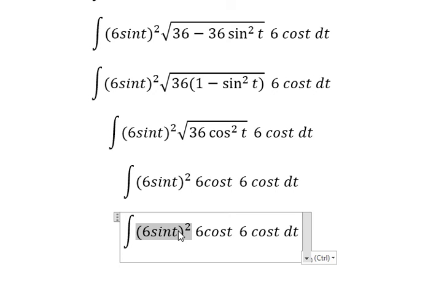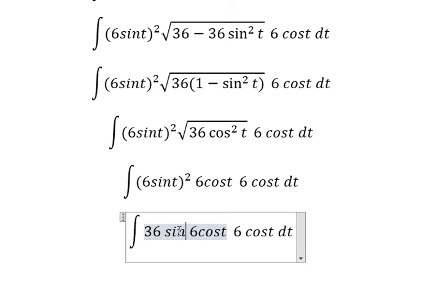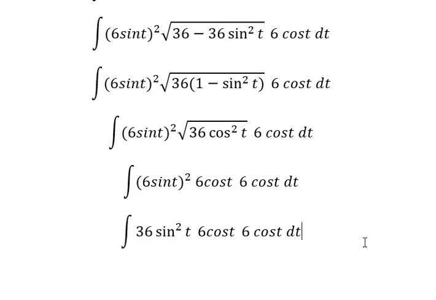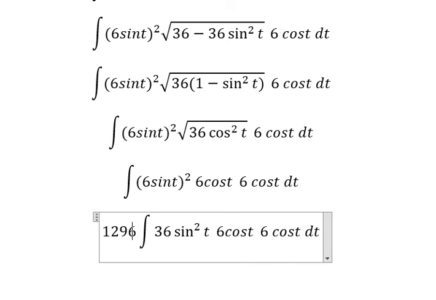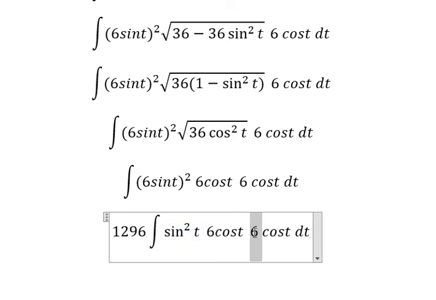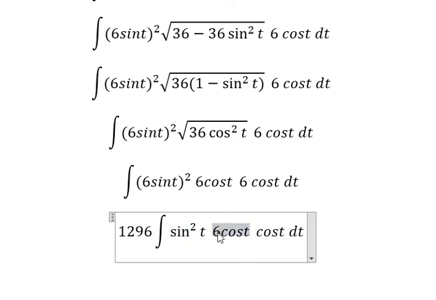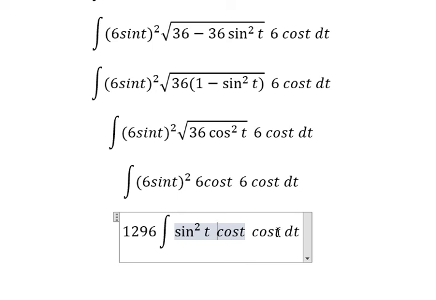This one you get 36 sin t squared. Now we have 36 and 6, we multiply each other. And we get 1296. Cosine t, you get cosine t squared.